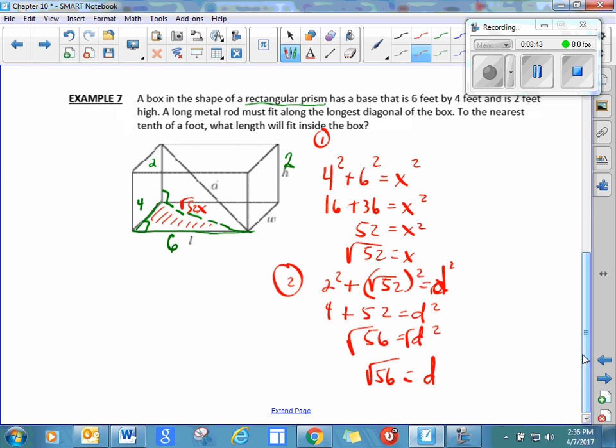So I asked myself, are there any perfect squares in there? Well, 2 times 28, no, that doesn't help. 4 times 14, yeah, maybe that one. So this is radical 4 times radical 14, which is 2 radical 14. So that's that one.